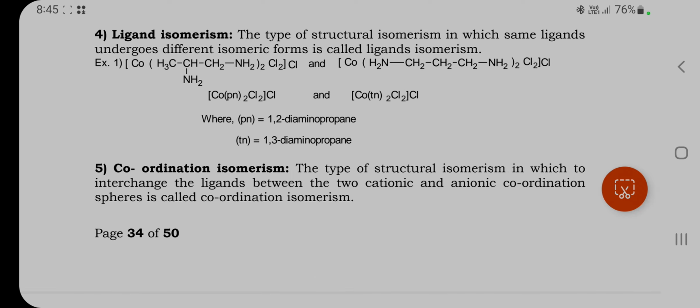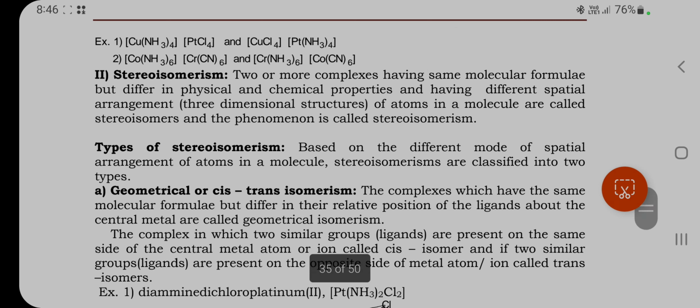So the next one is the coordination isomerism. This is also an example of structural isomerism where the interchange of ligands between the cationic and the anionic coordination spheres takes place. So here you can see in example number 1, the 4 amino ligands are present inside the coordination sphere and 4 chloro ligands are present inside the coordination sphere.